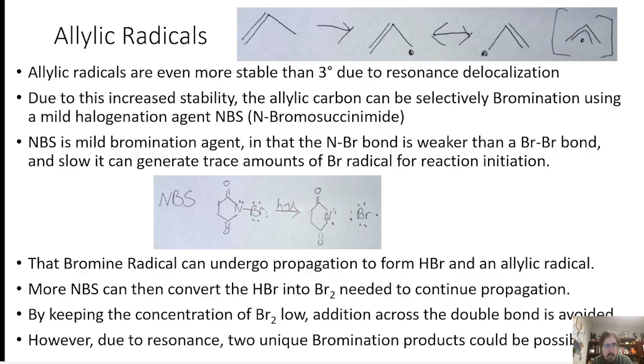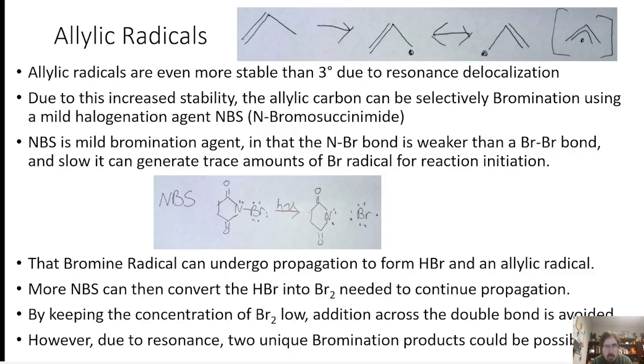Now, because of this increased stability, an allylic carbon can be selectively brominated using a very mild halogenation agent. This guy, NBS. You can just remember NBS, but NBS stands for N-bromosuccinimide. This generates just a small amount of bromine radical. We can very controllably release bromine.